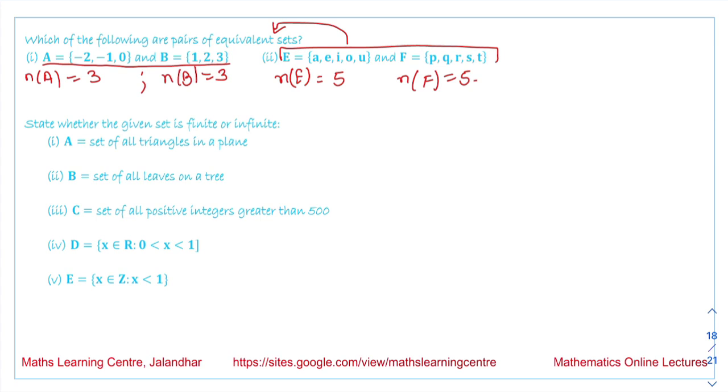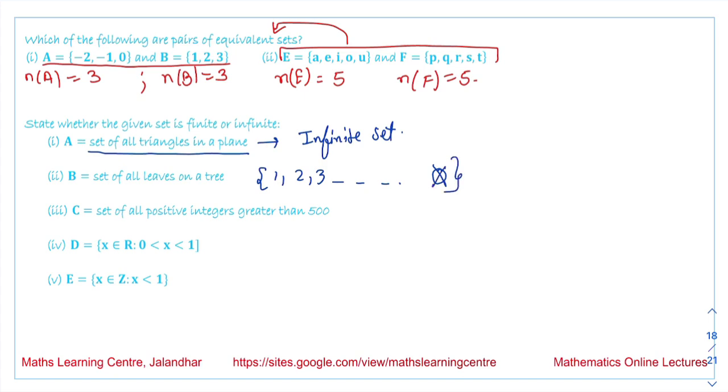Next is, state whether the given set is finite or infinite. A is the set of all triangles in a plane, so it is an infinite set. Next is the set of all leaves on a tree. If we start counting the number of leaves, 1, 2, 3, we will find a last leaf over there, and we can count these leaves. We can find a number for the last leaf. So this set is a finite set.